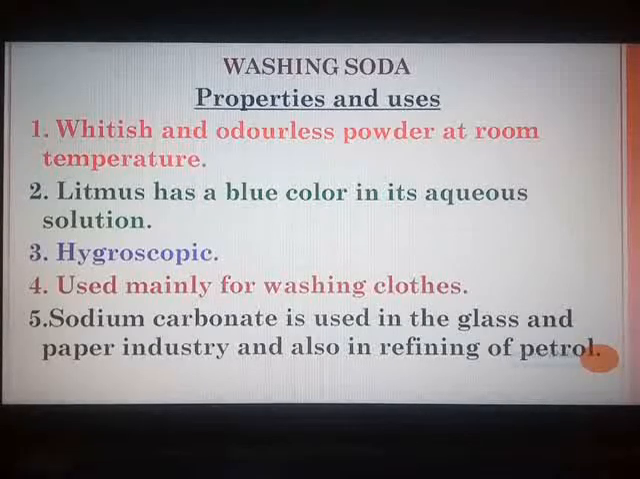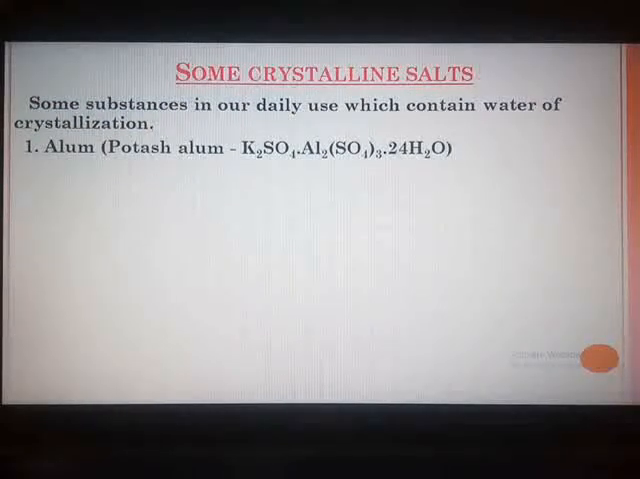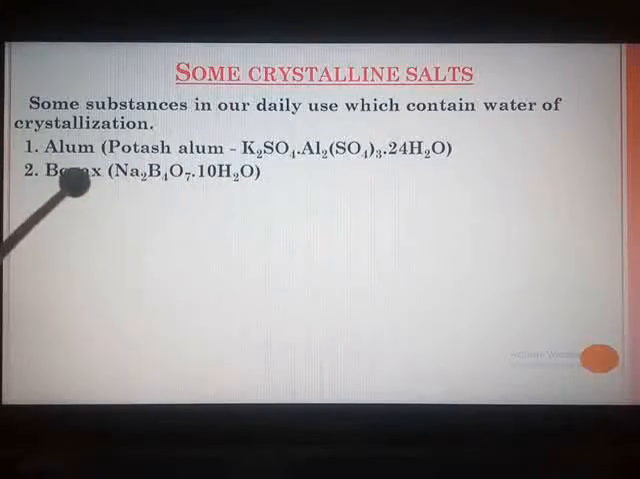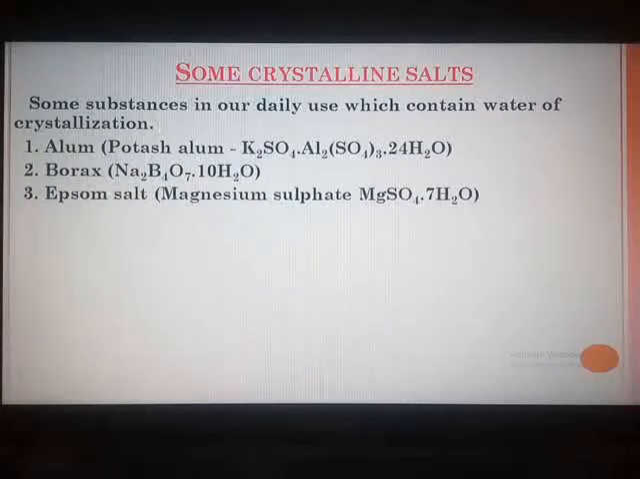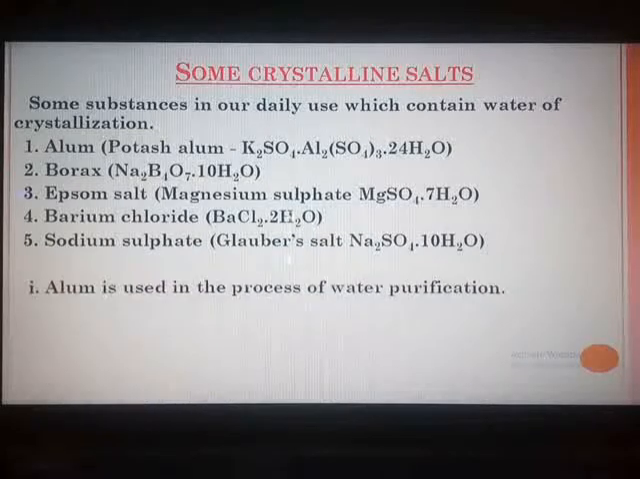Then we had just seen some of the other crystalline salts. Apart from washing soda, bleaching powder and all, the few names we will quickly go through. First one, alum. Second, borax. Third, Epsom salt. Fourth, barium chloride. Fifth, sodium sulfate. Along with their molecular formulae, we had gone through all the molecular formulae, and I had told you that you have to revise the molecular formula of each and every salt. It can be asked in the exam. Then we had seen its uses.